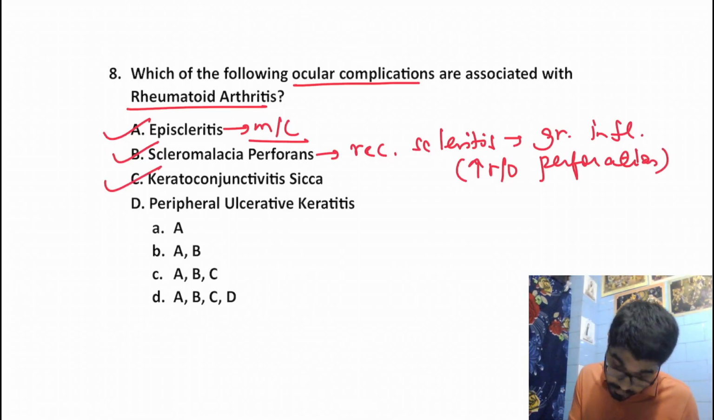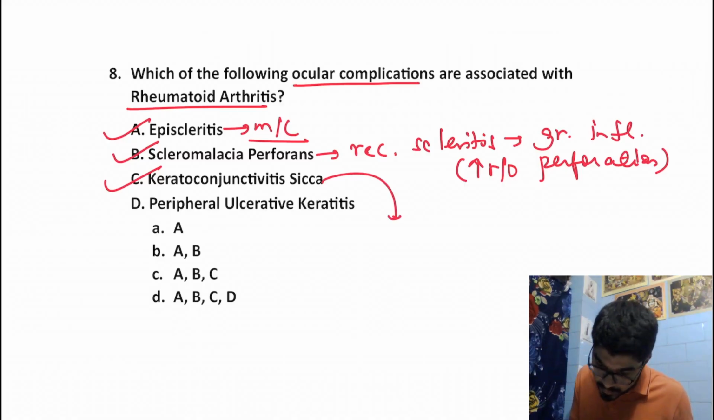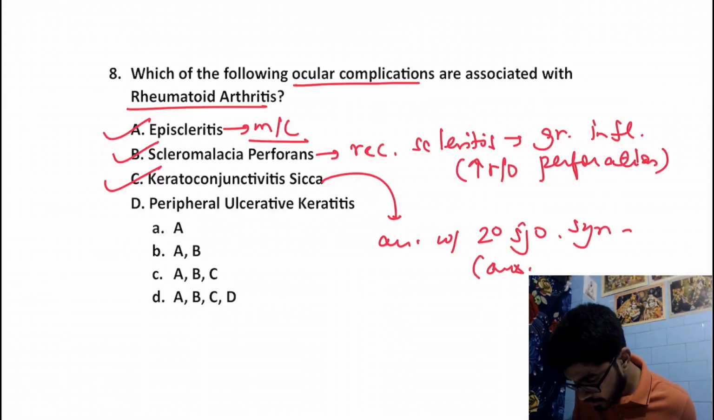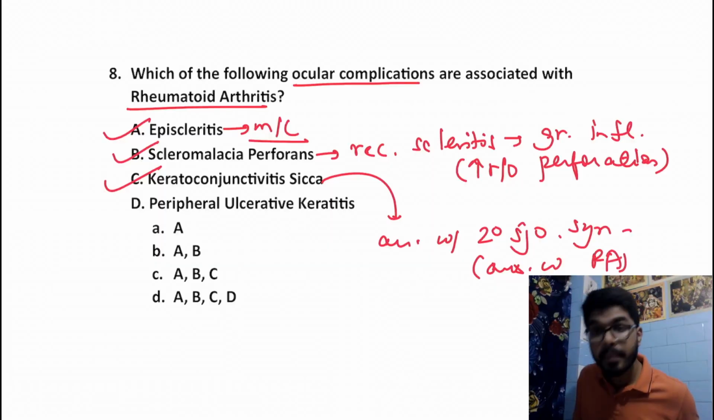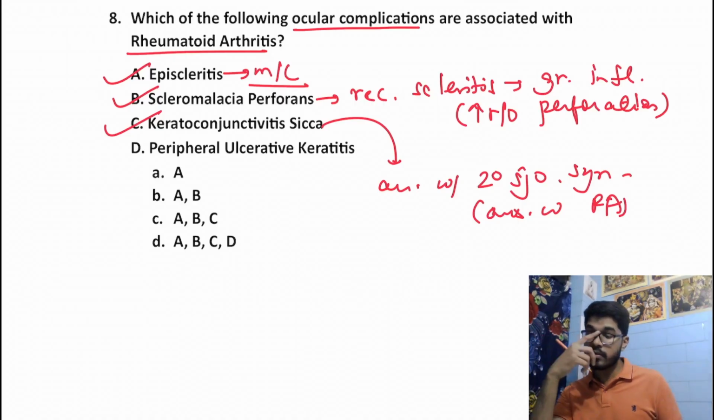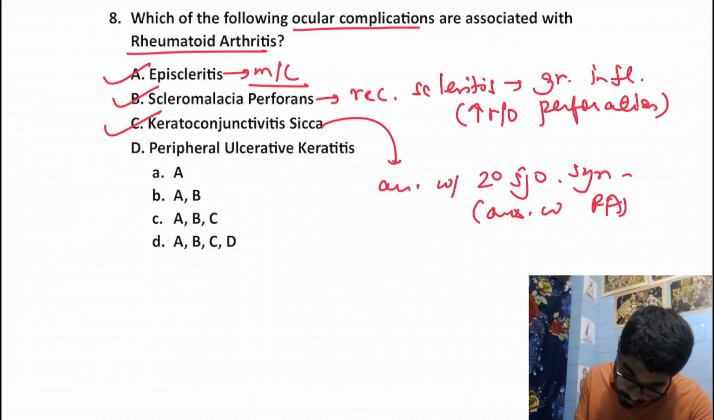Keratoconjunctivitis sicca, yes, we have read that keratoconjunctivitis sicca is actually a manifestation of Sjogren's syndrome. So this keratoconjunctivitis sicca is associated with secondary Sjogren's syndrome, the ones that are associated with rheumatoid arthritis. We have read in our video on Sjogren's syndrome that the most common association of secondary Sjogren's syndrome is rheumatoid arthritis. Okay. And peripheral ulcerative keratitis, yes, this is also seen.